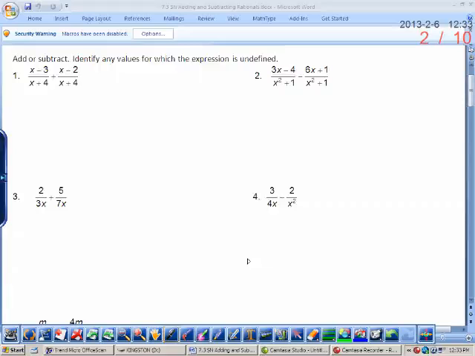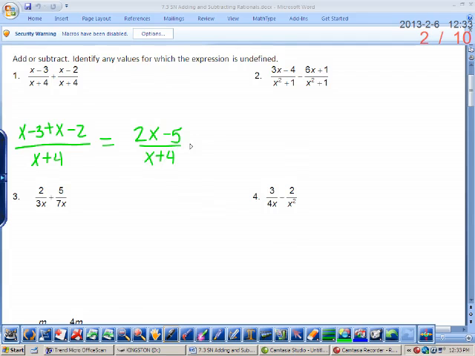So I have x minus 3 over x plus 4 plus x minus 2 over x plus 4. What do you notice about these expressions? The same denominator. Yeah, we already have a common denominator. So when we have a common denominator, we can just add across the top or subtract across the top. So this just becomes x minus 3 plus x minus 2 over x plus 4, which simplifies into 2x minus 5 over x plus 4 for all values of x except negative 4.